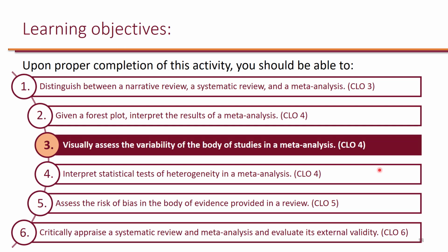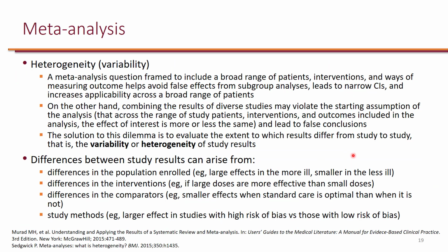We talked about differences between narrative reviews, systematic reviews, and meta-analysis. We also looked at forest plots to interpret the results of meta-analysis. Now, let's visually assess the variability of the body of studies in a meta-analysis, which is the course learning outcome number 4 on the course syllabus.